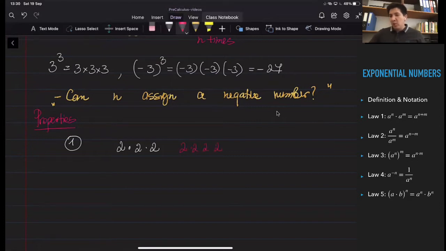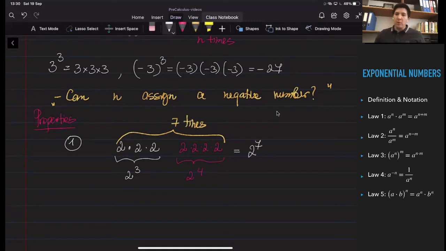We know that as an exponential, we can write this term as 2 to the power of 3, and this term as 2 to the power of 4. But if I decide to multiply all of these numbers together, it's going to be the multiplication of 2 seven times, right? So 1, 2, 3, 4, 5, 6, 7 times, which can be written as 2 to the power of 7.